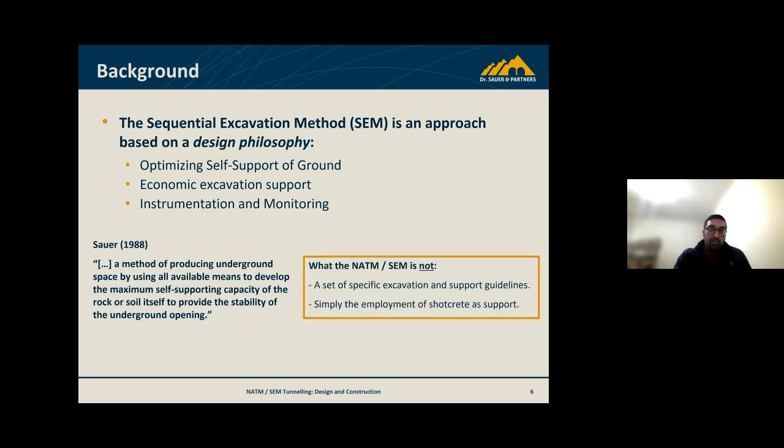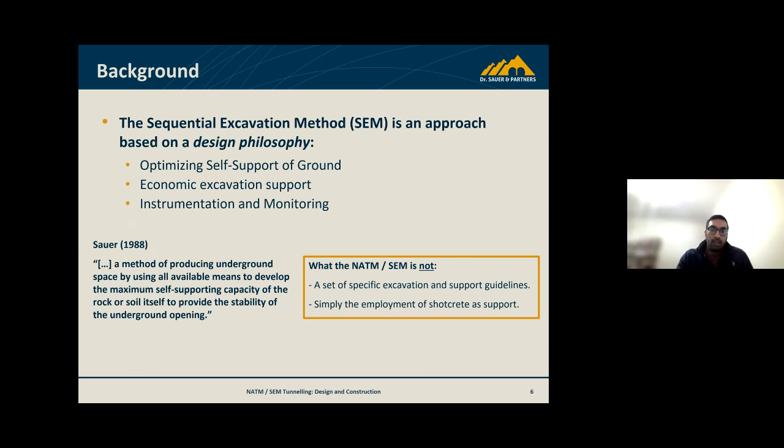What NATM or SEM is not is just a set of specific excavation and support guidelines. I think it's important to outline that not one size fits all. The design is very dependent on what exactly you're trying to achieve, what kind of space you're trying to achieve size-wise, what the ground is telling you, and how the ground is going to react to that specific underground structure. So it's very specific to what we're doing, but it can also be very flexible, and many different approaches can be used to achieve what the client wants in that underground space.